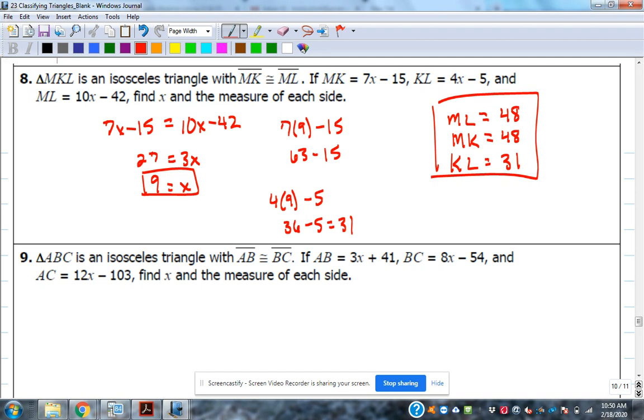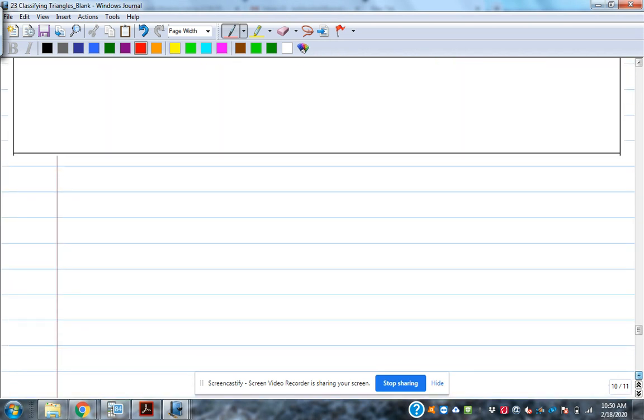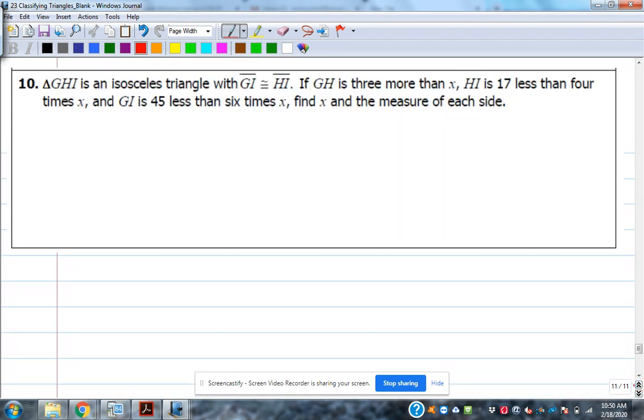Number 9 is almost the exact same problem. I'm not doing it. Number 10 is a little tougher. So it's got the good stuff there with the translations. Triangle GHI is an isosceles triangle with GI congruent to HI.